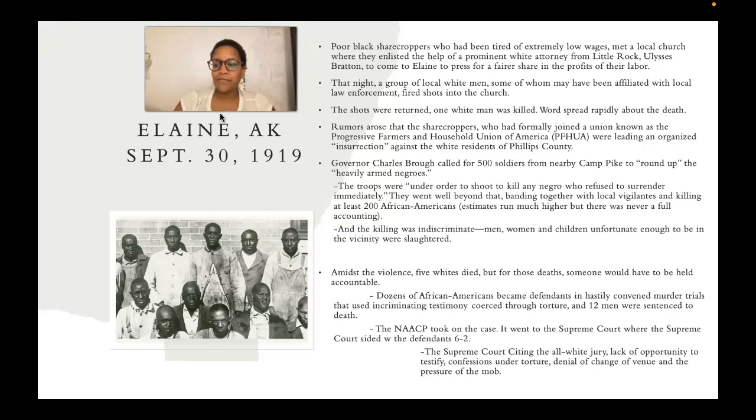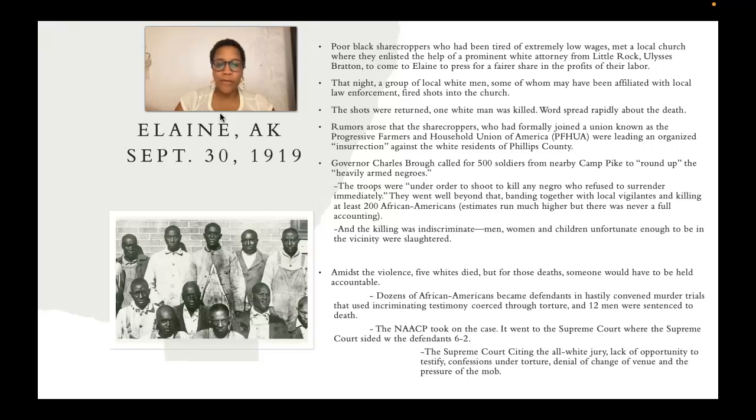The trial changed venue, so on and so forth. If anybody's like, hey, this sounds like the Central Park 5. Yeah, I will argue on steroids, right? And so you have the NAACP deciding to take on the case. The case went all the way up to the Supreme Court, where the court actually sided with the defendants.